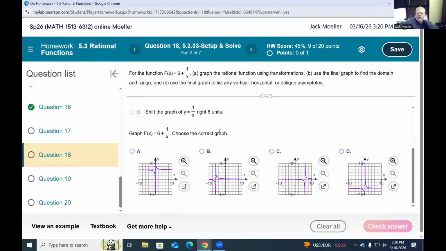Okay, so now we have to choose the graph. Now we just said that graph moved up 6. So remember the 1 over x, the horizontal and vertical asymptotes start at 0, 0. And then we moved up 6. So track that. Well, that one looks up 6. That one's left 6, so it's not that one. That one's right 6, so it's not C. D is down 6. So A is the only one that got moved up. So track that. Where is that horizontal and vertical asymptote at?